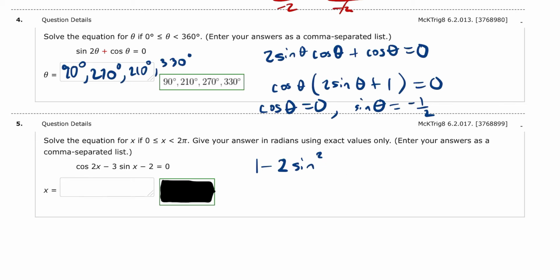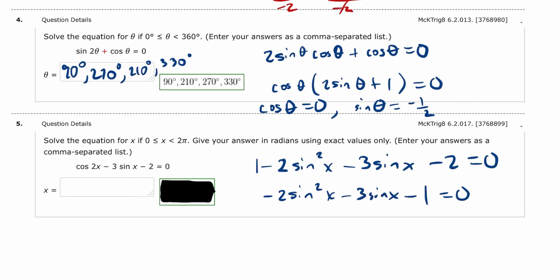1 minus 2 sine squared x, not theta, minus 3 sine x minus 2 equals 0. So I just replaced the double cosine 2x with its identity. And now we can combine like terms. 1 and negative 2 make negative 1. I just combined these like terms. All right, and now I'm going to divide everything by a negative 1. And that'll make everything positive.